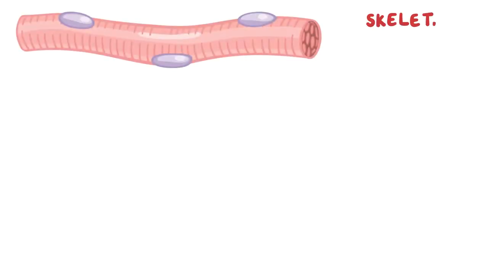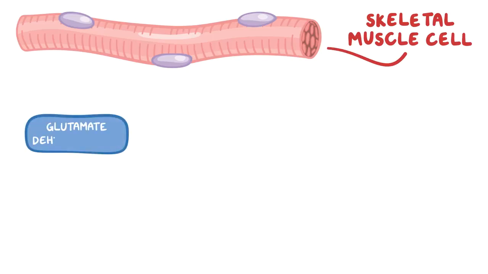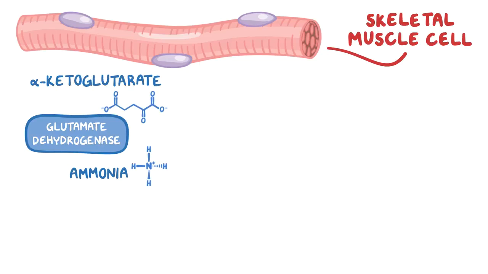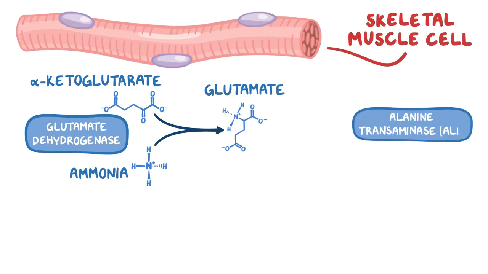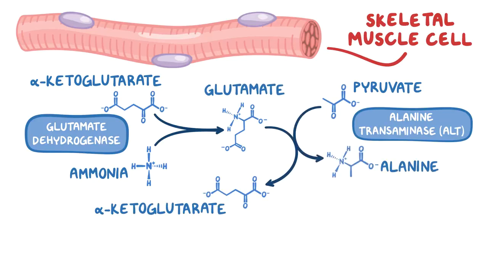The second way to move ammonia around is done mostly by skeletal muscle cells. In skeletal muscle cells, the enzyme glutamate dehydrogenase incorporates ammonia into the molecule alpha-ketoglutarate, and it turns into glutamate. But, unlike glutamine, glutamate can't leave the cell on its own. It needs to somehow give its ammonia to an amino acid that can leave the cell, and the one it chooses is alanine. So, the enzyme alanine transaminase, or ALT, converts glutamate and pyruvate into alpha-ketoglutarate and alanine.